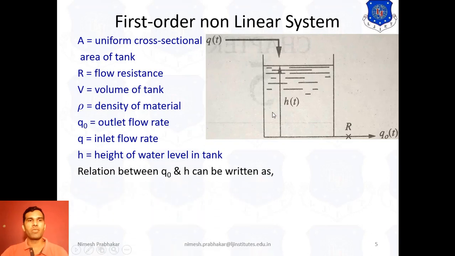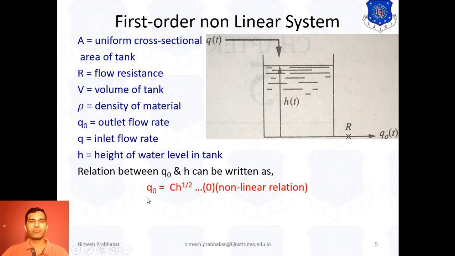Now the relation between Q0, the output, and H, the height of water in the tank, is changed here. This relation is Q0 is equal to C into H raised to 1 by 2. So this relation is a non-linear relation.